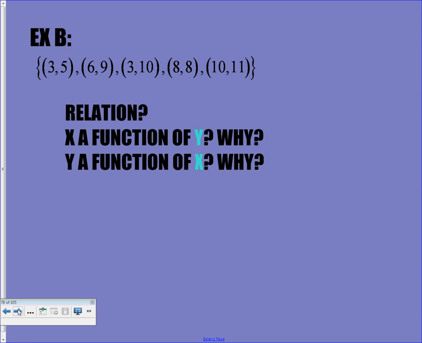So there's example A. Example B, another set of ordered pairs. So yes, this absolutely is a relation. It's just not written in a table this time.